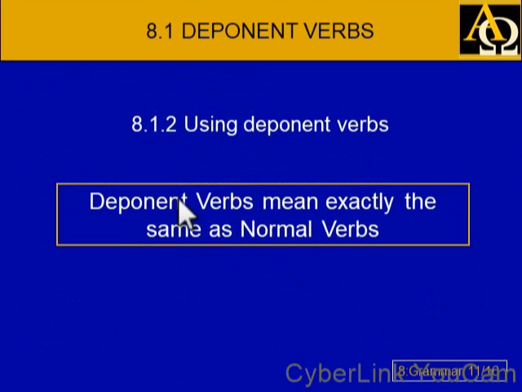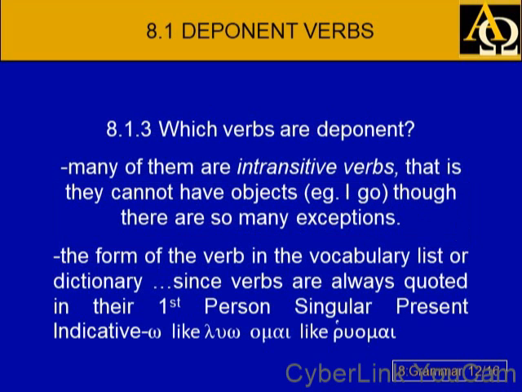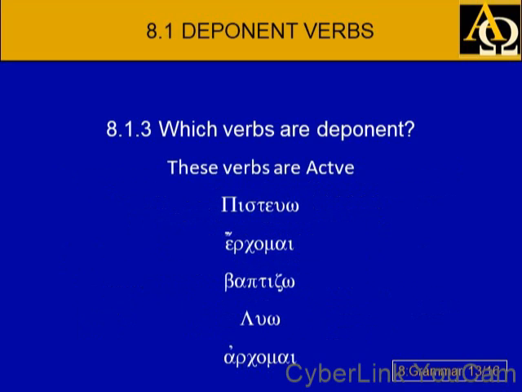So using the deponent verbs, they mean exactly the same as normal verbs. In terms of meaning, there is no difference. So which verbs are deponent? Many of them are intransitive verbs, that is, they cannot have an object. I go, though there are so many exceptions. The form of the verb in the vocabulary list or dictionary, since verbs are always quoted in their first person singular present indicative, is like luo, omai, like ruomai. Okay.